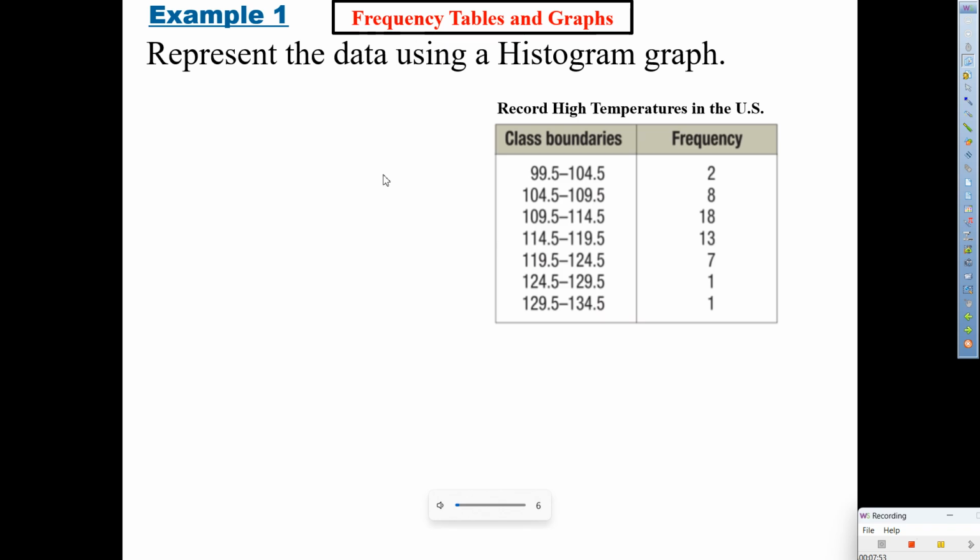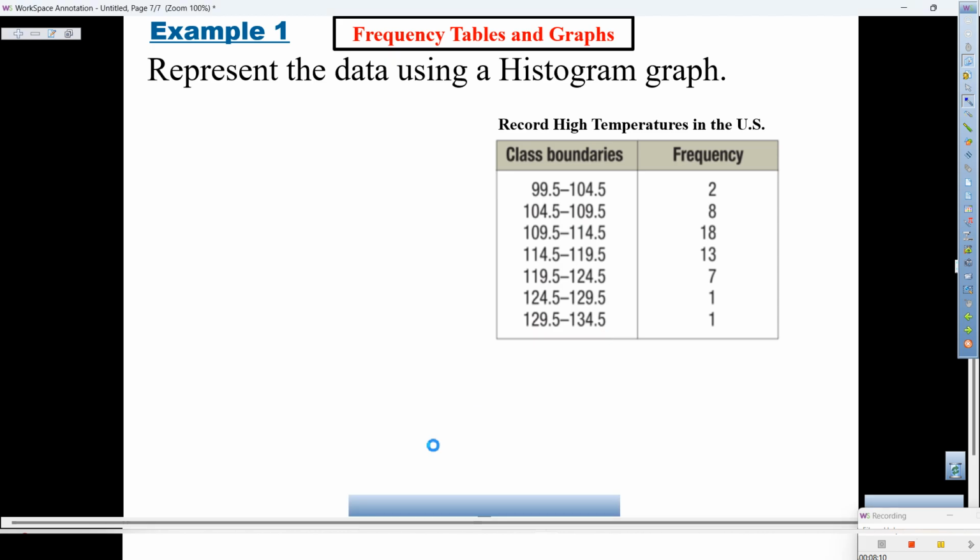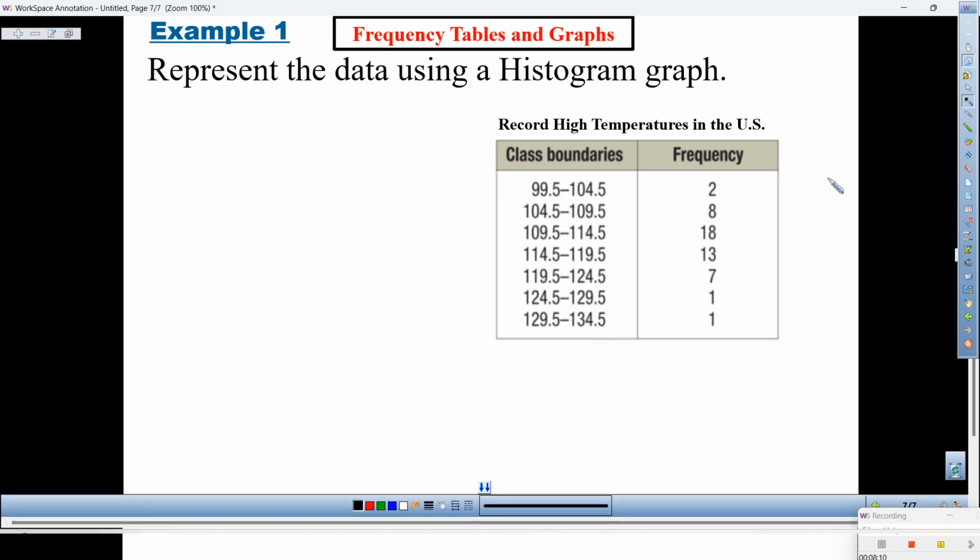So it says, represent the data using histograms. Now, yesterday, did I give you a table? No. I gave you raw data. So guess what step one is once you are given raw data? Step one is to make a frequency table. So step one is done. For the sake of time, I already gave you the table. There it is. We good?